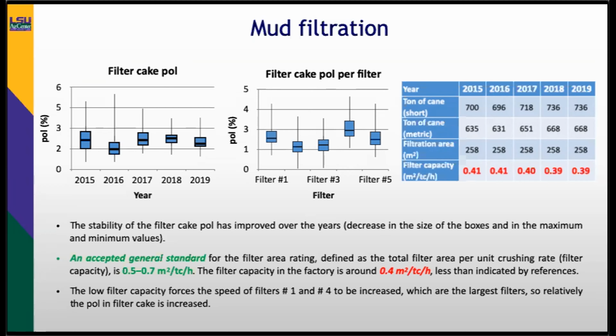And due to this short capacity, they have to increase the speed of the bigger filters that they have, filter 1 and filter 4. And you can see that the result of this is an increase in the pol of the filter cake. So in the graph in the middle, you can see the filter cake pol per filter. And you can see that filter 1 and filter 4 have the higher pol.